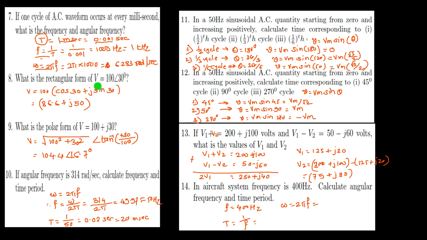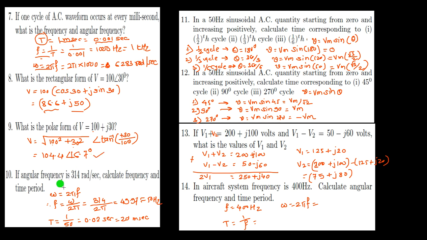What is the rectangular form of V is equal to 100 at an angle of 30 degree? V is equal to 100 at an angle of 30 means 100 cos of 30 plus j sin of 30. So it will give you 86.6 plus j 50 volts. What is the polar form of 100 plus j 30? To convert to polar form, take the root of real value square plus imaginary value square. So it will give you 104.4, and tan inverse of imaginary value upon real value, that is 30 divided by 100. So angle is 16.7 degree.